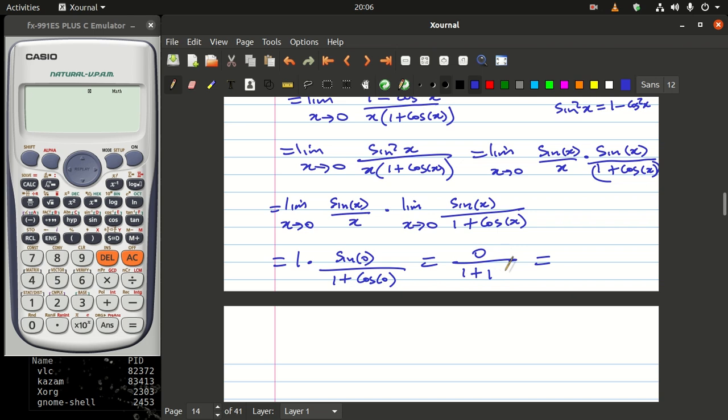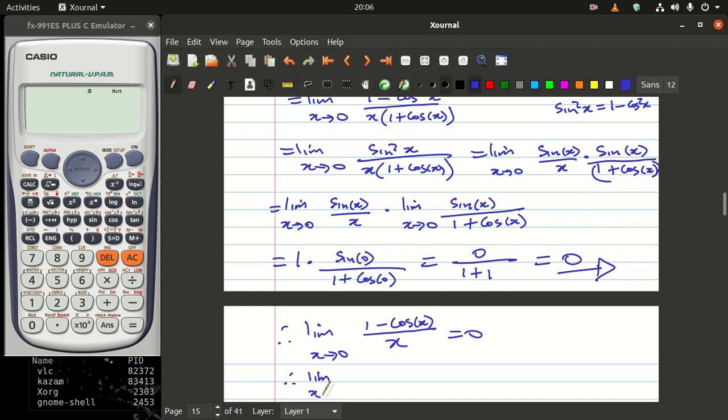So I have 0 divided by 2, which is just 0. I am done. Therefore, the limit as x approaches 0 of (1 minus cosine of x) divided by x is just equal to 0.